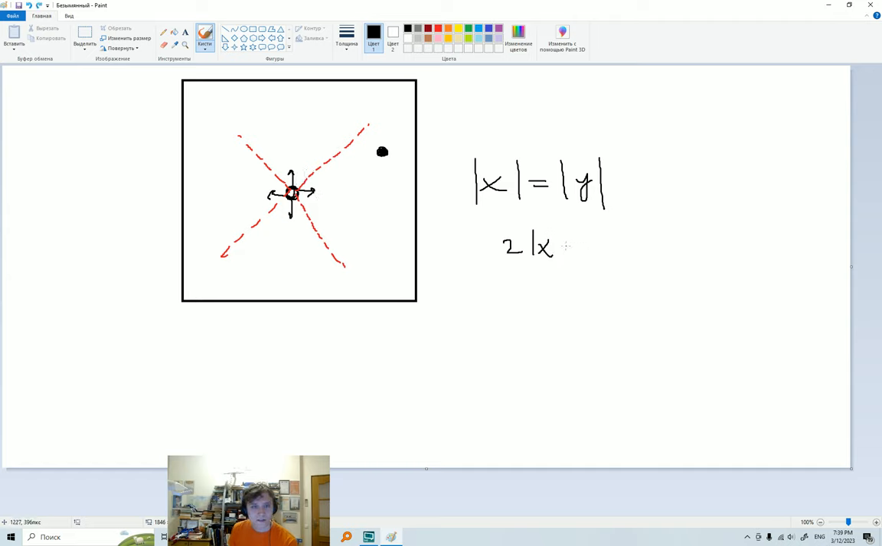But what happens if it is not on one of these four lines? For example, it's like here. Then we can get here. So assume that, for example, this is x-axis, and this is x-coordinate, little, and this is y-coordinate, which is big.